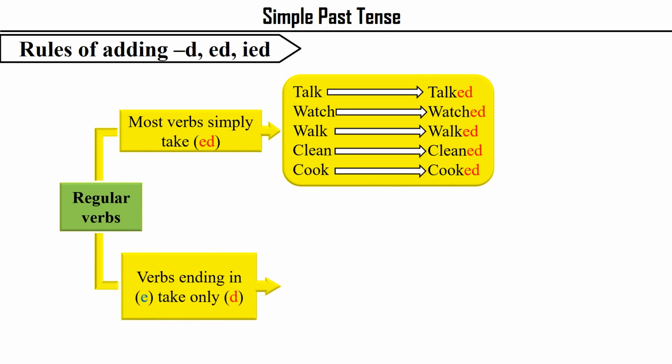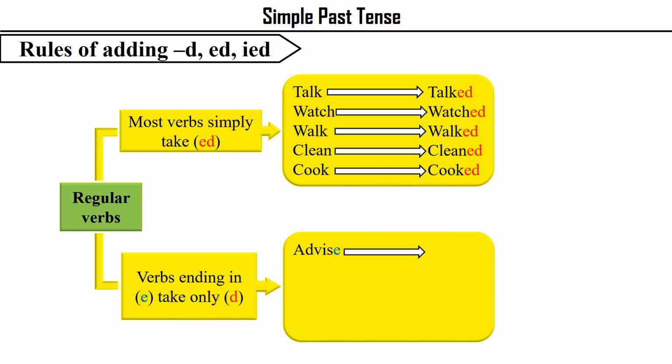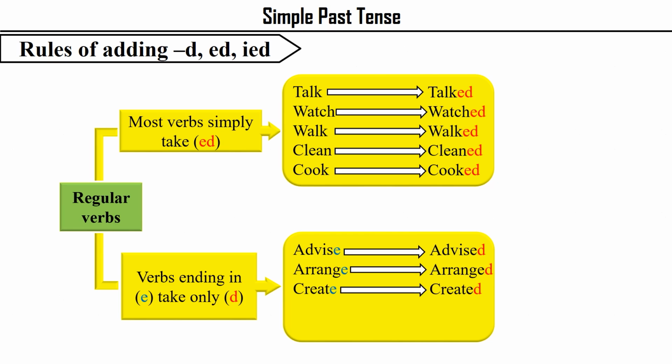Verbs ending in e take only d. For example, advise becomes advised. Advise ends in e, that is why we add only d. Advise becomes advised. Arrange becomes arranged. Create becomes created. Ignore becomes ignored. Rescue becomes rescued, etc.